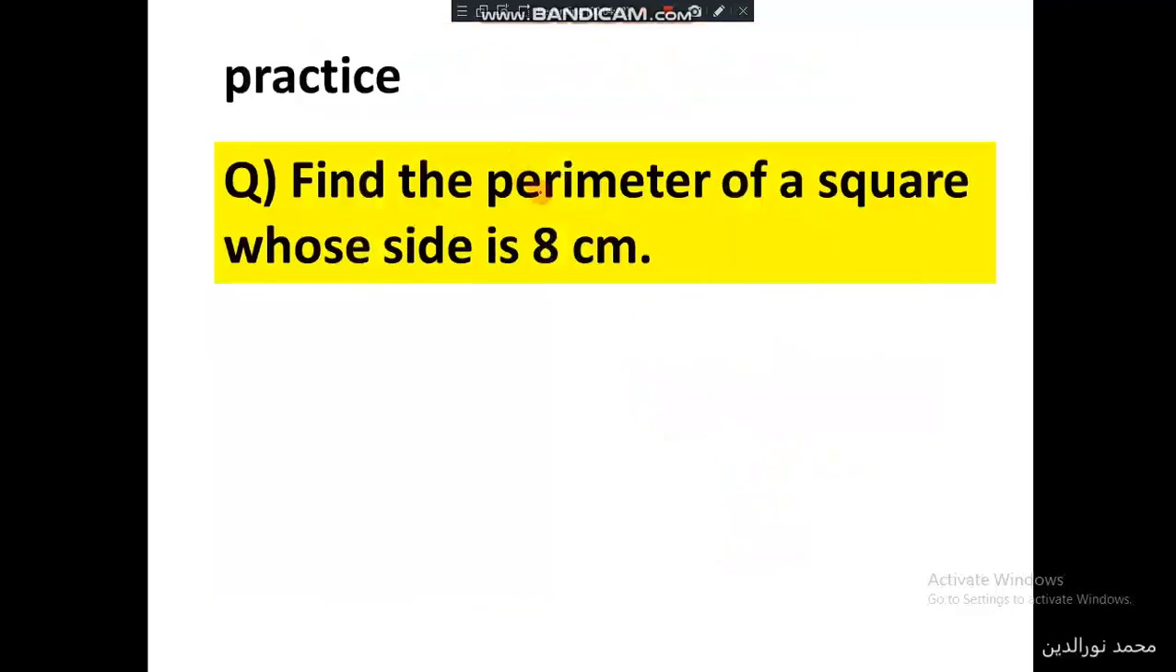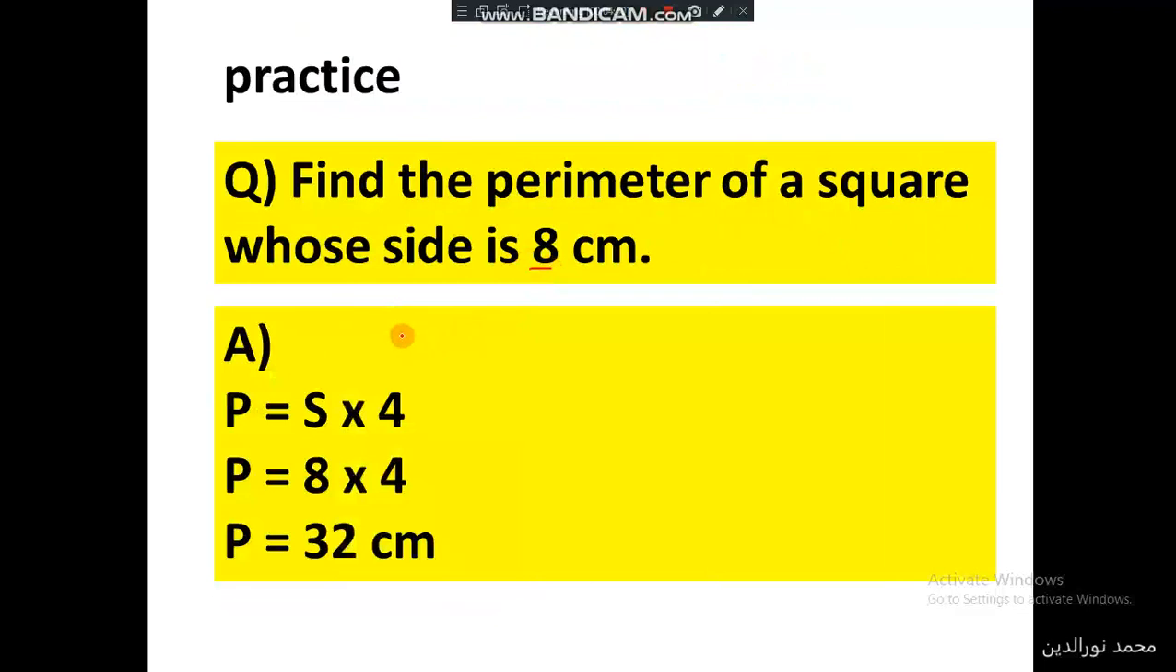Practice. Find the perimeter of a square whose side is 8 centimeters. So the formula is P equals S times 4. And the side is 8 centimeters, so 8 times 4 is 32 centimeters. So the perimeter of this square is 32 centimeters.